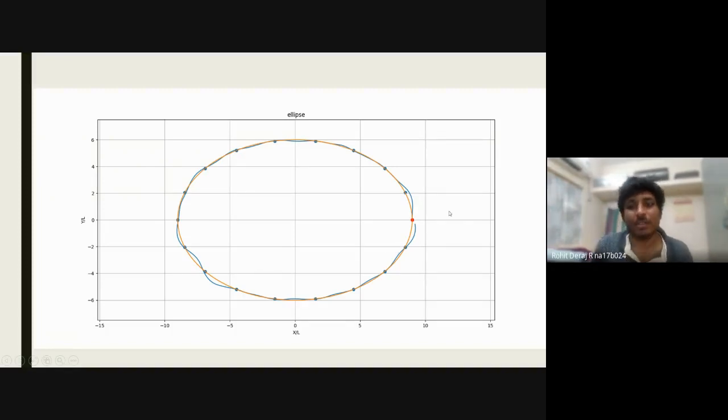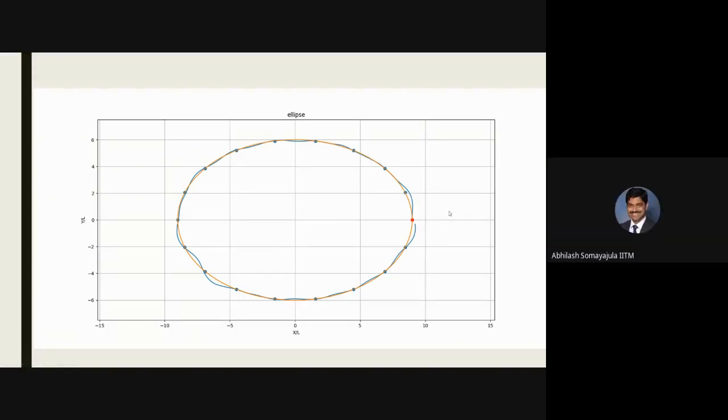Do we know the curvature at all points in the ellipse?